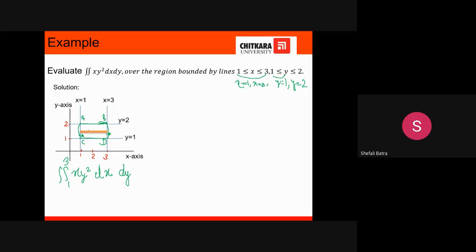Now hold this strip and we need to slide it to cover the whole region. So I'm holding it and starting from here. This is my initial boundary, right? And we are sliding it from this to this, like this. So when you are sliding it vertically, it will give you the limits of y. And what is the limit of y? y is equal to 1 to y is equal to 2. This is lower limit and this is upper limit. So this is 1 and 2, right? 1 to 3, 1 to 2, x y square dx dy. Now solve it, hurry up and let me know what answer you are getting.